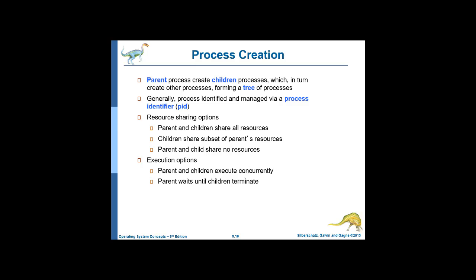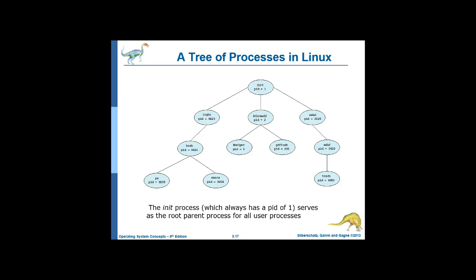And the second thing is that the parent waits for the children to terminate, and then you can terminate the parent. So this creates different options. First, we understand the tree of processes in Linux. A similar tree can happen in Windows as well.